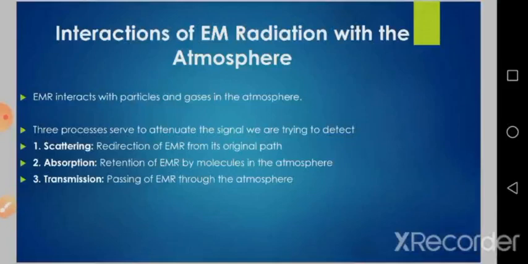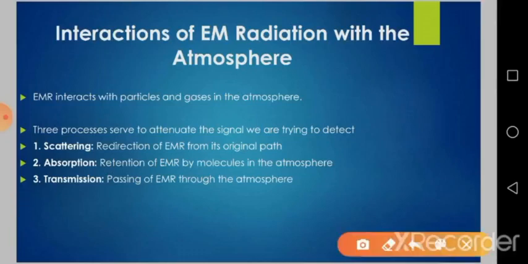Now the electromagnetic waves, as they propagate through the atmosphere, undergo various interactions with the elements which are present in the atmosphere. This is understood by taking the interactions of electromagnetic radiation with the atmosphere. So that can be better understood if we study the interactions of this radiation with the atmosphere.